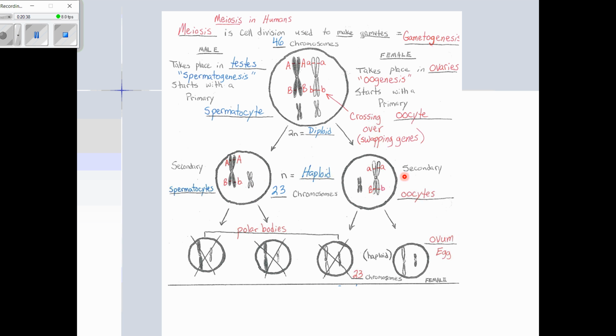In women, these 2 cells would be called secondary oocytes. Either way, they are haploid cells. Each cell has half as many chromosomes as the original cell. And something, I don't want to go too deep into this right now, but I just want to plant this seed in your brain. There's a very important thing that happens early in meiosis called crossing over.